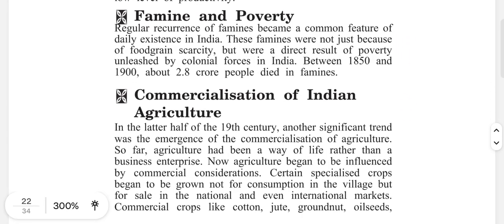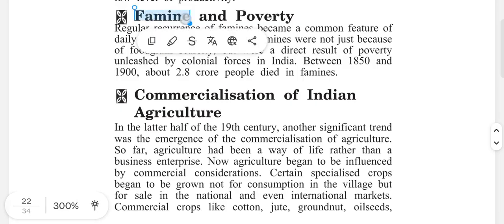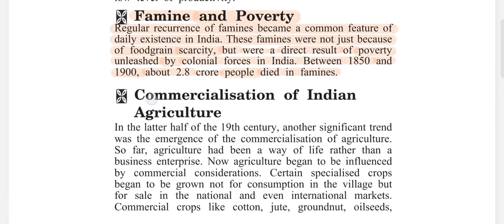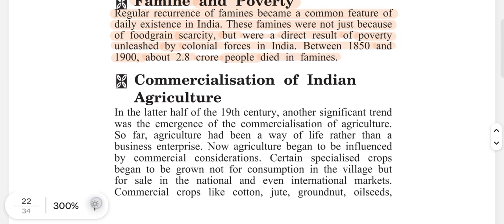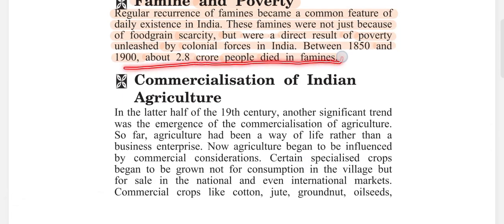Regular recurrence of famines became a common feature of daily existence in India. These famines were not just because of food grain scarcity, but were a direct result of poverty unleashed by colonial forces in India. Between 1850 and 1900, about 2.8 crore people died in famines.